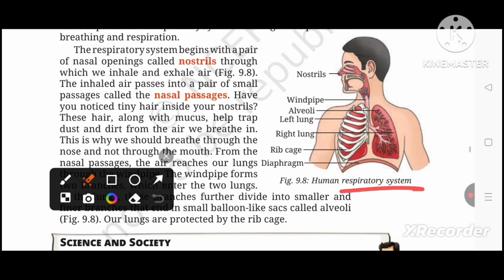This is the human respiratory system. These are the nostrils. The air enters the lungs from these nostrils. This is the windpipe. These are the alveoli. These are the fine branches, and they terminate as a bag-like structure called the alveoli. This is the left lung. This is the right lung. This is the rib cage, and this lower part is the diaphragm. Human respiratory system.